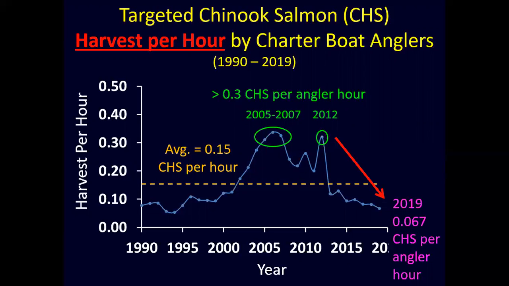And I'd just like to clarify that this is numbers of Chinook salmon caught per angler hour. Certainly, if you were to look at this as the number of Chinook salmon caught per charter fishing boat per hour, this number would be much higher, simply because there's usually many anglers and many lines being fished on a charter fishing boat.